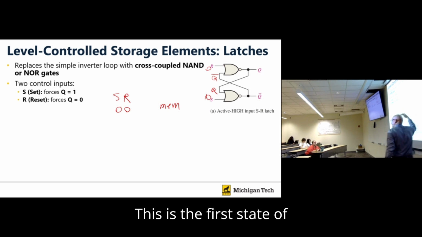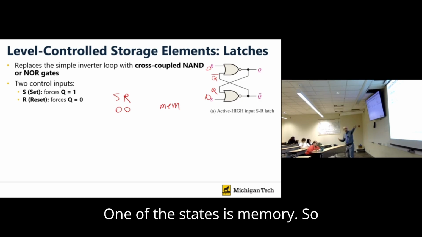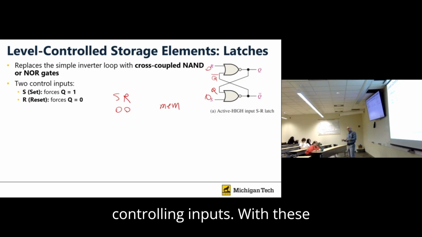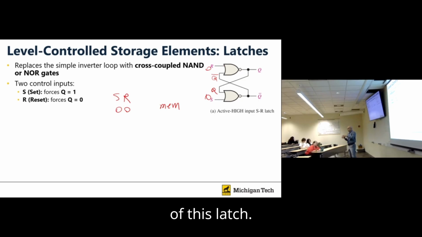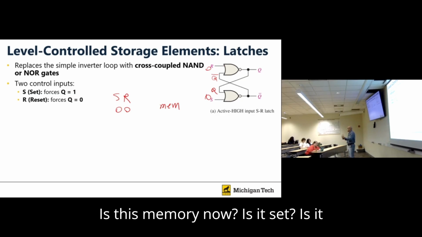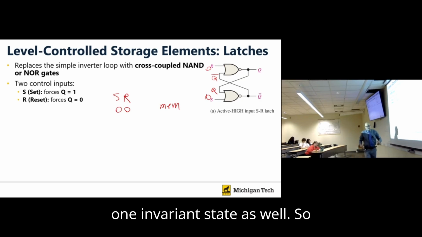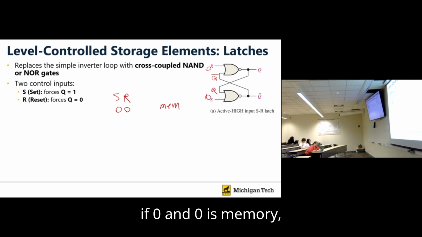This is the first state of the latch. The latch has different states. One of the states is memory. That's why these inputs are control inputs. With these inputs, we are controlling the state of this latch. Is it memory now? Is it set? Is it reset? Or invalid? We have one invalid state as well.